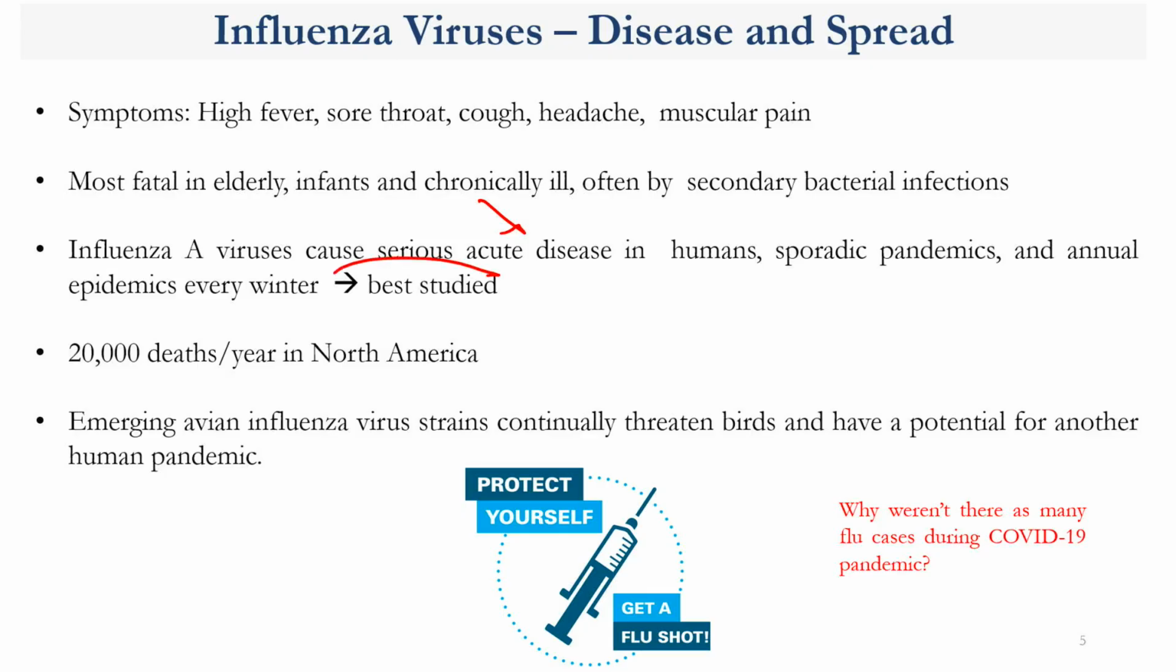So as a result, this is one of the best studied viruses, okay? And just to give you a number, there are about 20,000 deaths per year just in North America because of these flu viruses. And there are emerging avian influenza virus strains, and they continually threaten birds, and they have a potential for another human pandemic. So please make sure you get your flu shot.